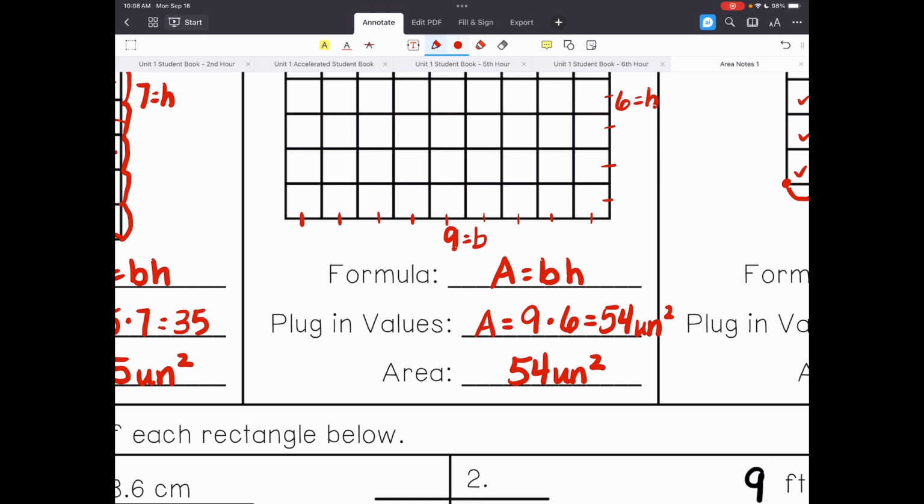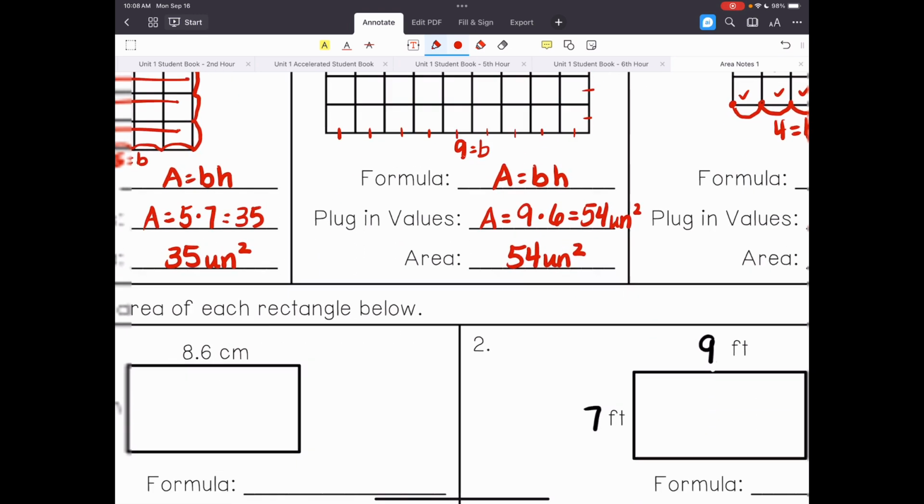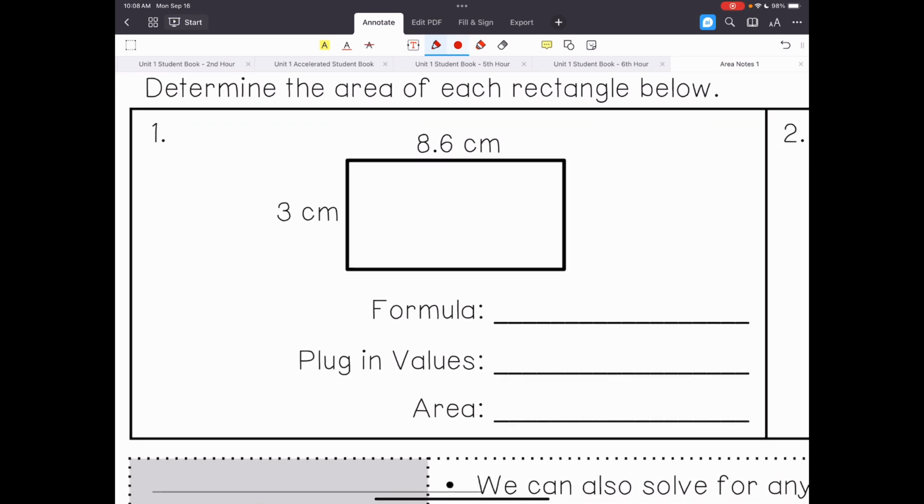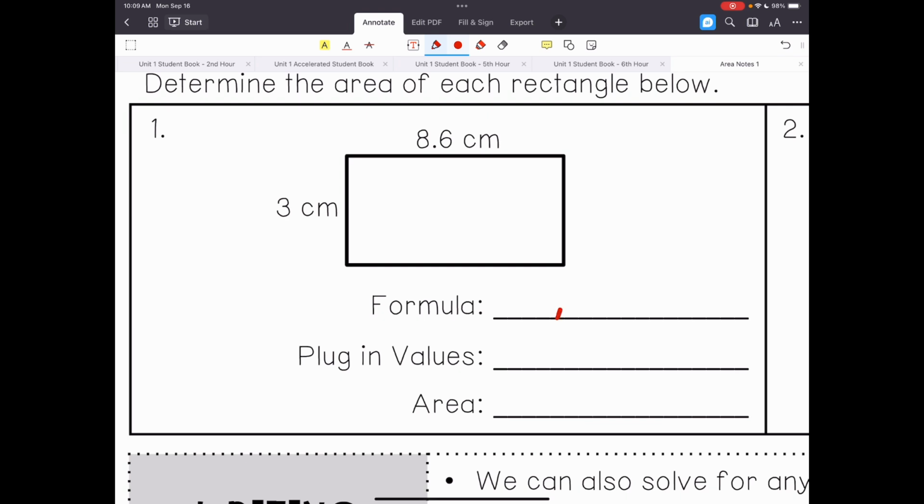Okay, so we're going to fall off the grid now. When we fall off the grid, that means the only option we have is to either draw the squares in, which is not a practical thing because you don't have a ruler most of the time, but the most practical thing is to just multiply and do our formula of base times height.